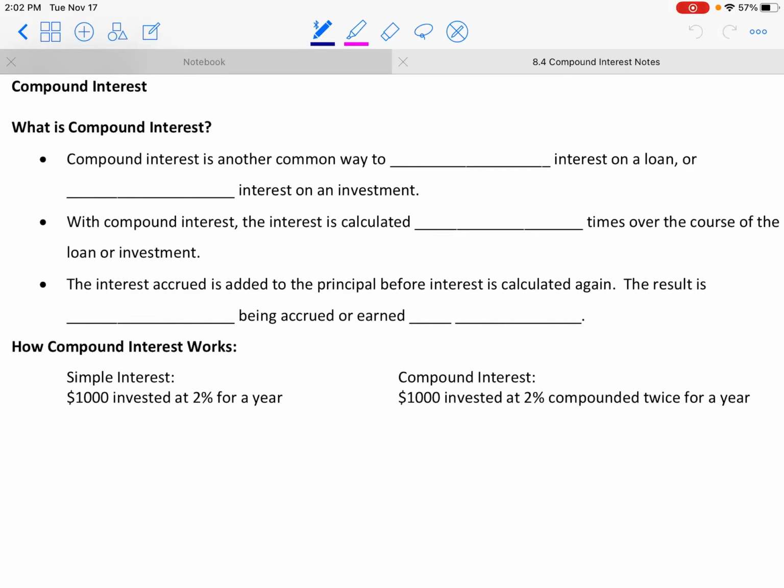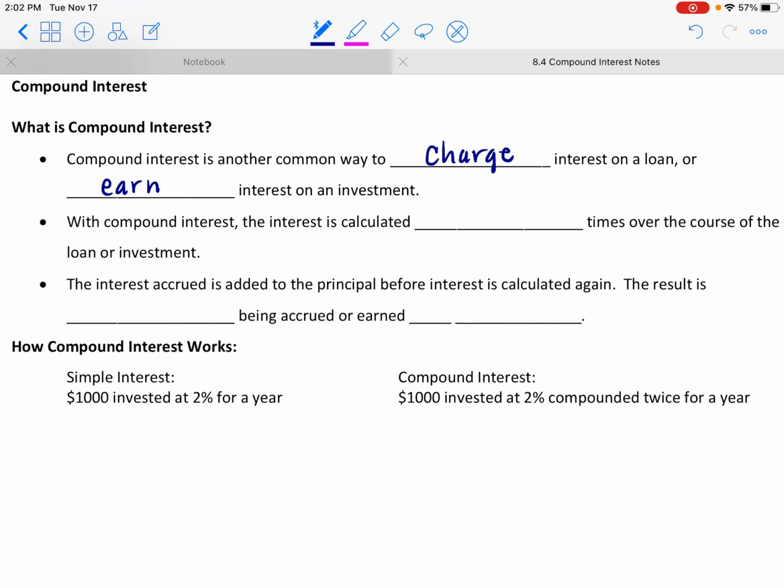So compound interest is another common way that we can either charge interest, remember interest is a fee, so we can charge interest on a loan or we can earn interest on an investment. So compound interest is another way to charge that fee if you're borrowing money or to earn that fee. That fee is paid to you if you have some investment on your money.